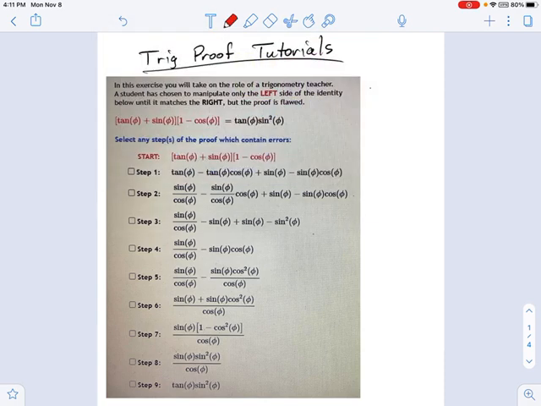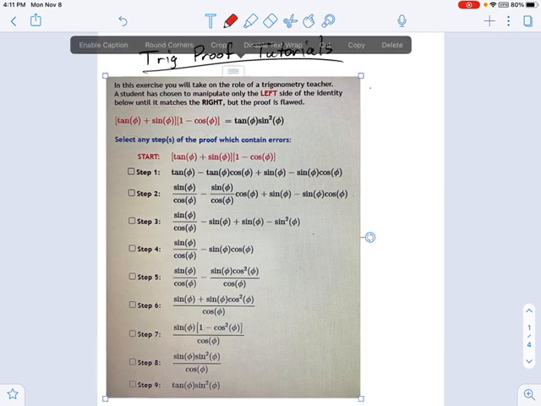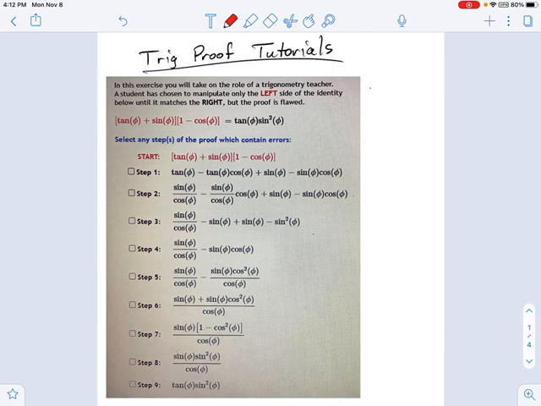So here we go. We're going to start on the left side of this proof, which I think is a good place to start because it's ugly. And we always like to start with the side that is the ugliest. So we're going to start there, and I want to talk about this step right here. Step number 1. Is that a correct step? Or are there some errors in it?